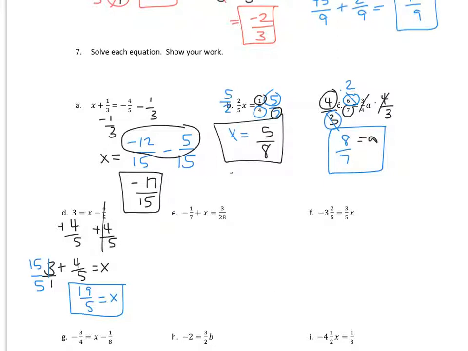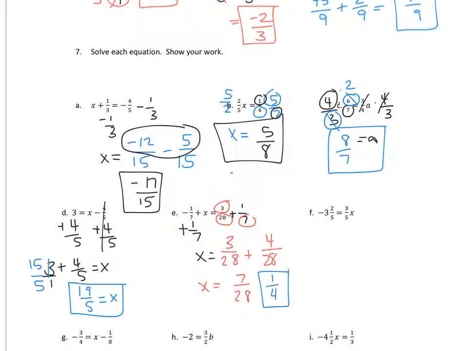And then letter E, you need to add 1/7 to each side. And now look at your common denominator. If you have a 28 and a 7, 28 is going to be your common denominator. 3 doesn't have to change, so it's 3/28 plus 1/7 is going to have to change to 4/28. So now when you add fractions, you add the top and keep the bottom the same. Now this one reduces to 1/4 because you can divide 7 by 7 and 28 by 7.